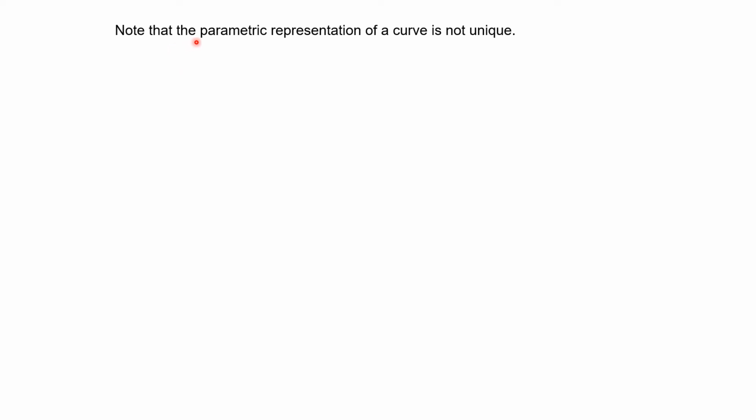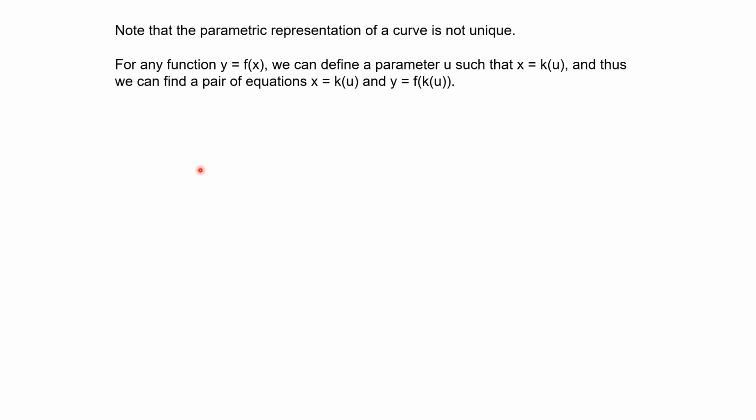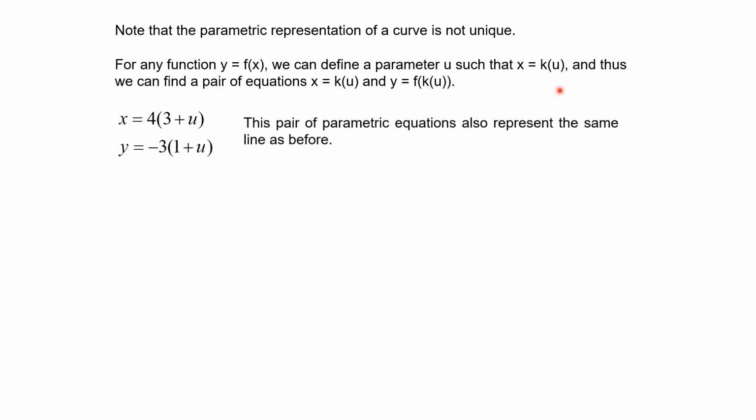Please note that the parametric representation of a curve is not unique. For any function y equals f(x), you can define a parameter in terms of any other parameter. It can be u, it can be t, it can be w, it can be z, anything. So your understanding is you need x in terms of u and y in terms of u in order to define y equals f(x). So for example, this pair of parametric equations also represents the same line as before. Instead of t, you write it in terms of u.